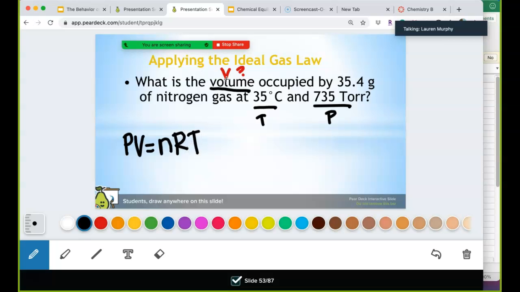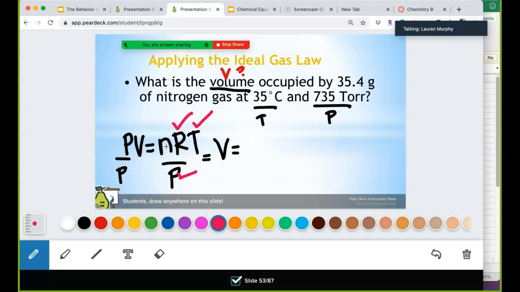And I want to find volume. So how do I get volume by itself? I divide both sides by pressure. So nRT over P is volume. Now, I have temperature, right? It's right here. I have pressure. It's right here. You will always have R because it's a constant and you can look it up. And I don't have moles. That's something that there's a little issue with.